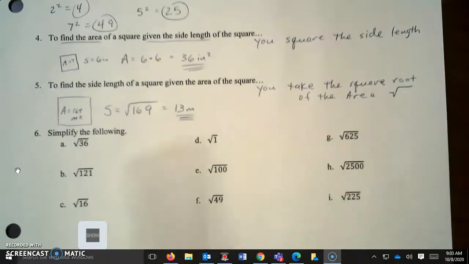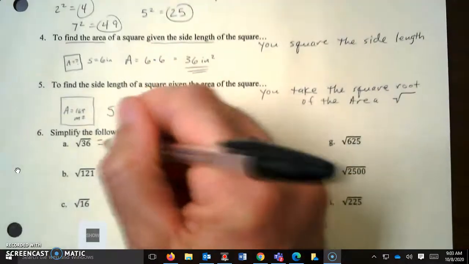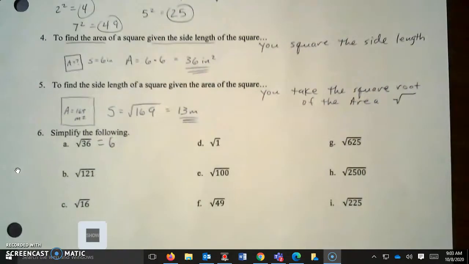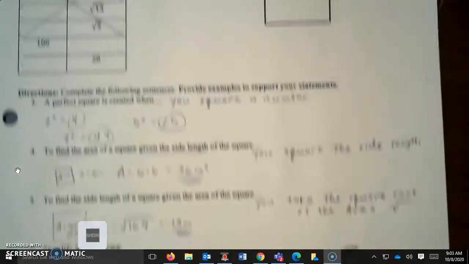So I'm not going to do these here. We saw some of those on the other assignment. I mean, we can quickly do the ones we know, right? Square root of 36 is 6. Square root of 100 is 10. You'll get some bigger numbers. Use a calculator. This is not your assignment. The assignment's on the back of this.